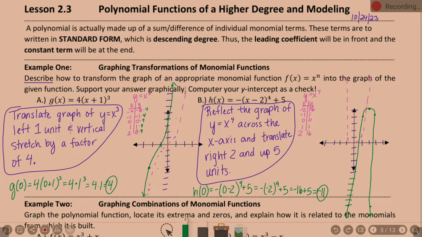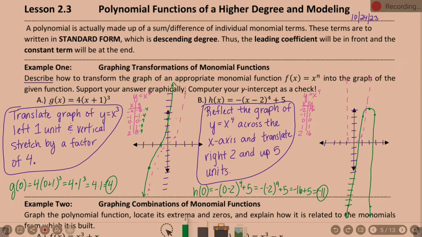Okay, well, let's look at example 2 then. Example 2 is looking at combinations of binomial functions. So here, this was just x to the 3rd, x to the 4th, just a single function. What happens to it? Example 2, we're looking at what happens when you combine an x cubed and an x.